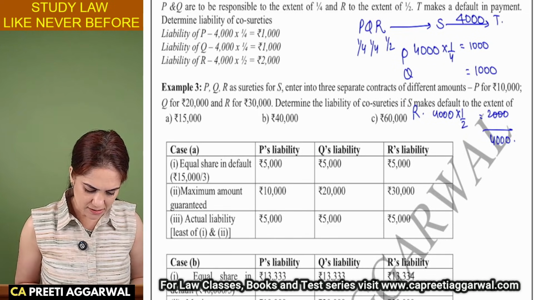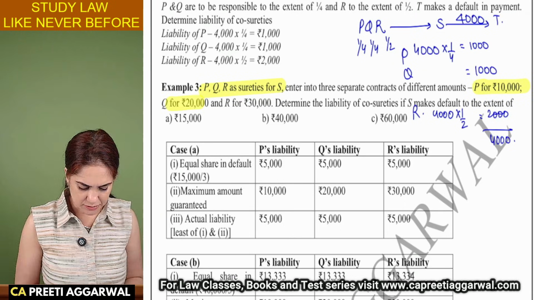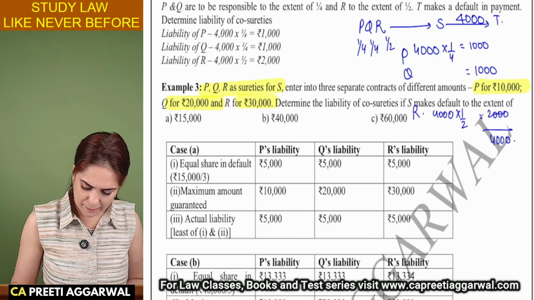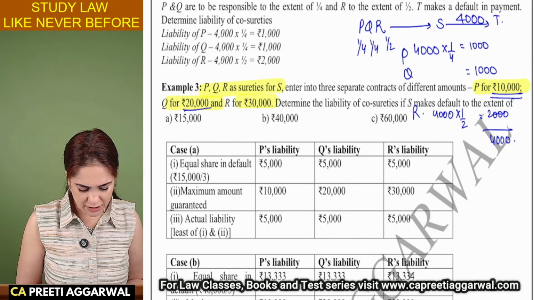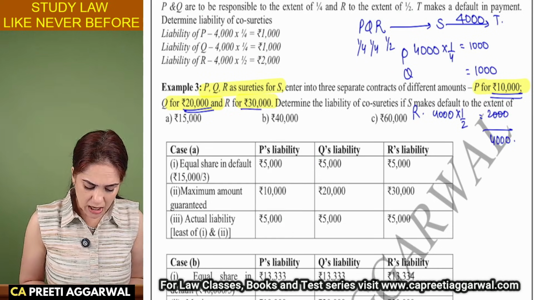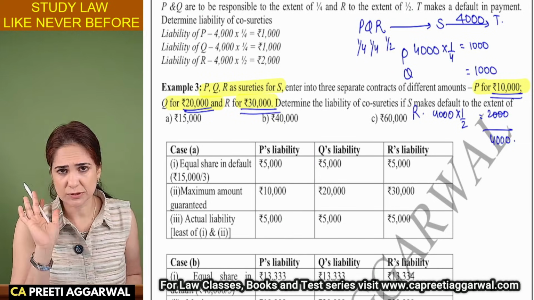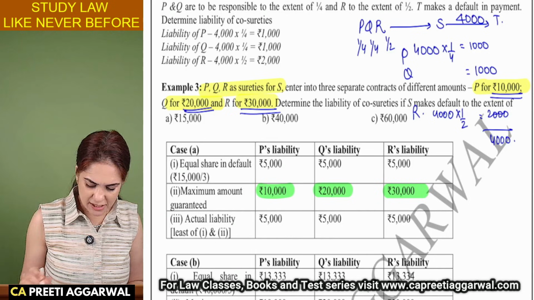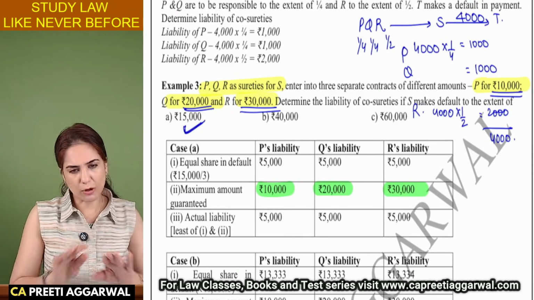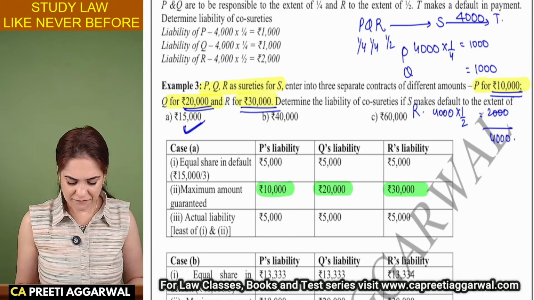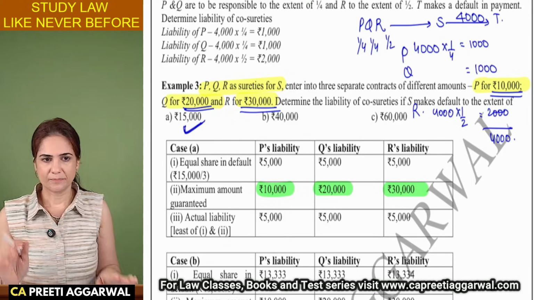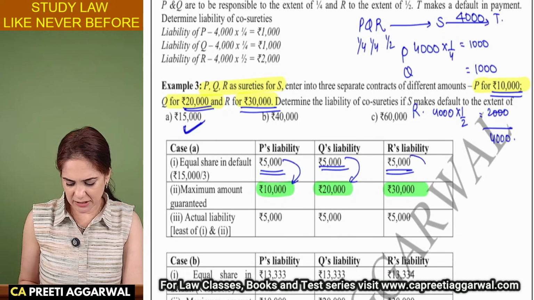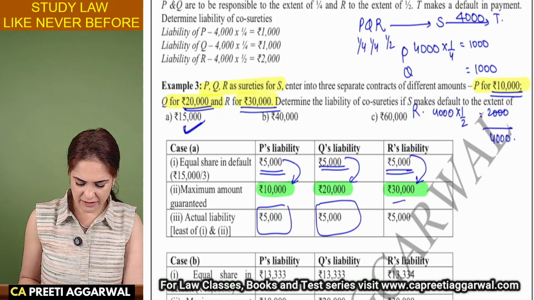PQR are sureties to S for different amounts. It means they have limited their liability. P says, whatever be the default, I will pay only 10,000. Q says, whatever be the default, I will pay only 20,000. R says, whatever is the default, I will pay only 30,000. So they have set a cap that this is my maximum liability. Now the default is 15,000. So first, all of them will bear it equally. For us, all are equal. So first you will divide the default equally, subject to the maximum. Yes, it is within the limit. So now they will bear 5,000 each.